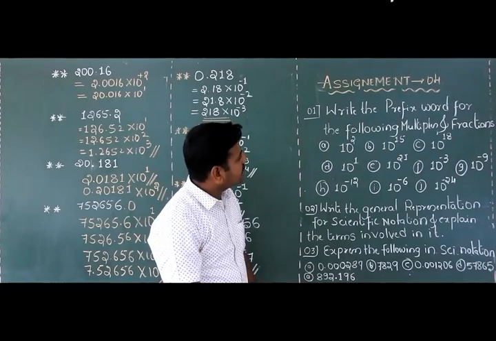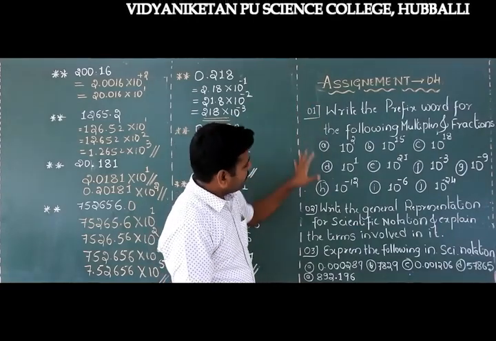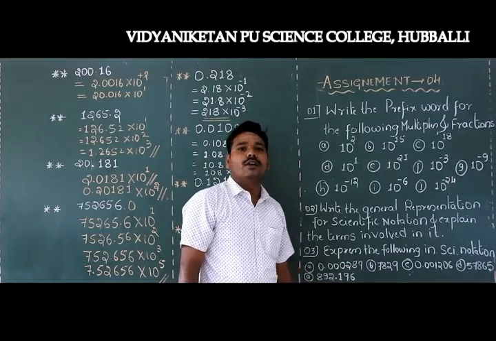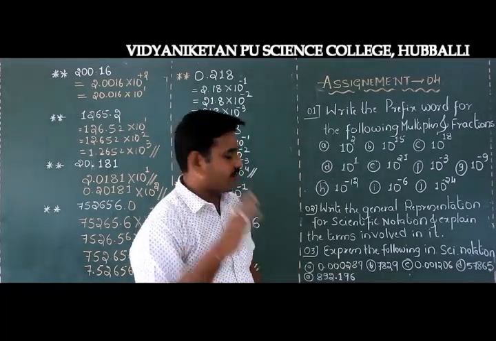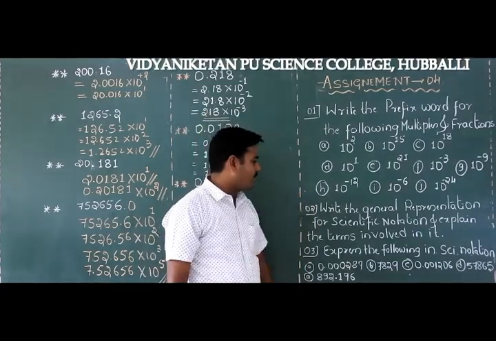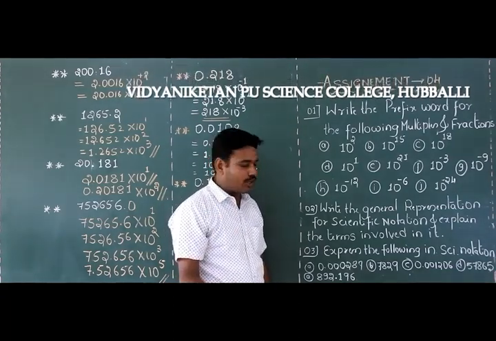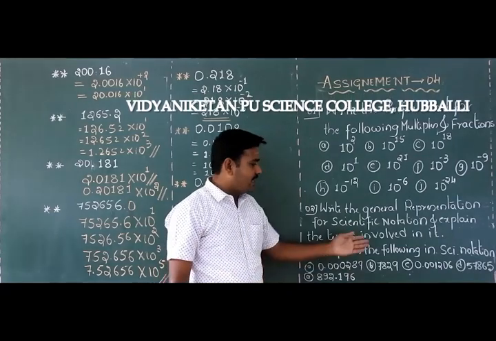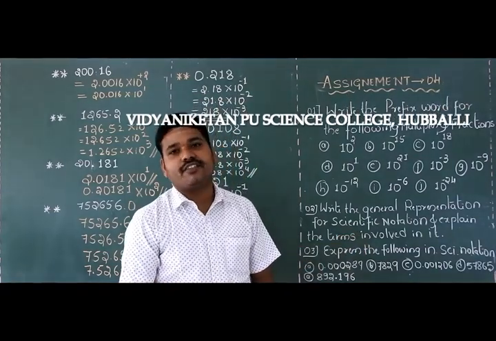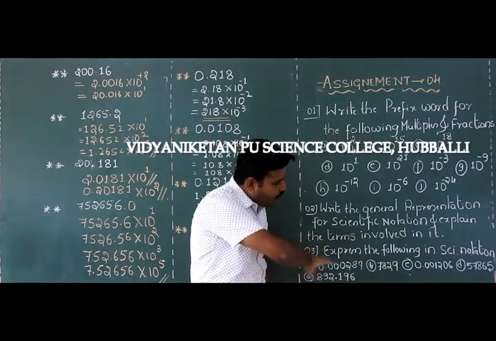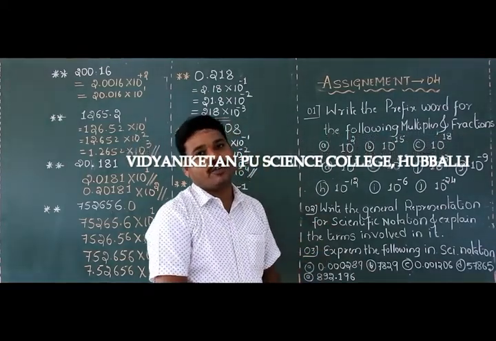Based on today's class, the assignment questions. First one is write the prefix word for multiples and fractions. Second one, write the general representation for the scientific notation and explain the terms involved in it. And the third question is express the following in a scientific notation. Here 5 numbers are given. You have to express all these 5 numbers in a scientific notation, students.